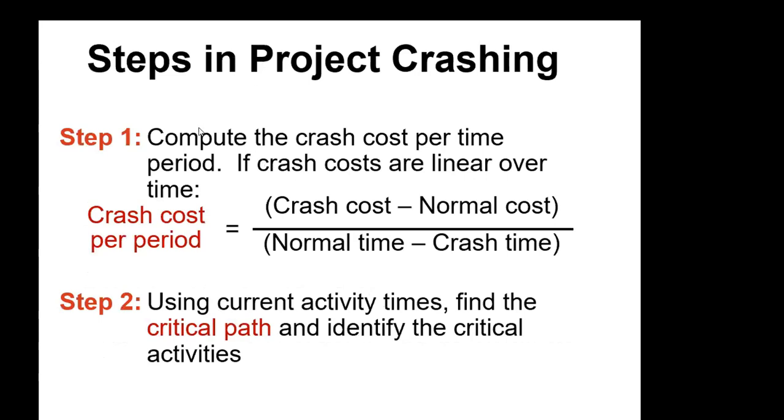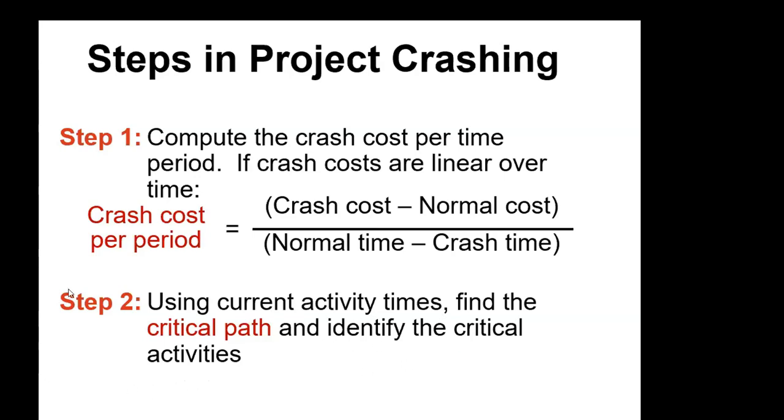Steps in project crashing: Step 1, compute the crash cost per time period. If crash costs are linear over time, then we can calculate it using this formula. Crash cost per period is crash cost minus normal cost, divided by normal time minus crash time. Step 2, using current activity times, find the critical path and identify the critical activities.